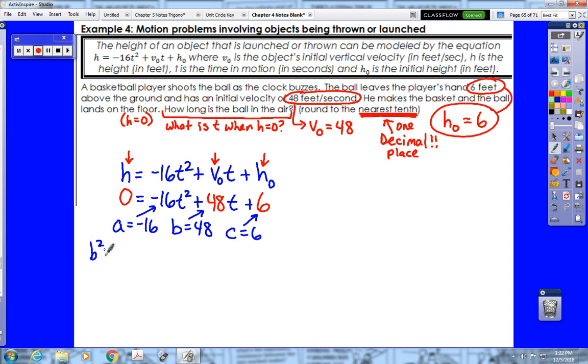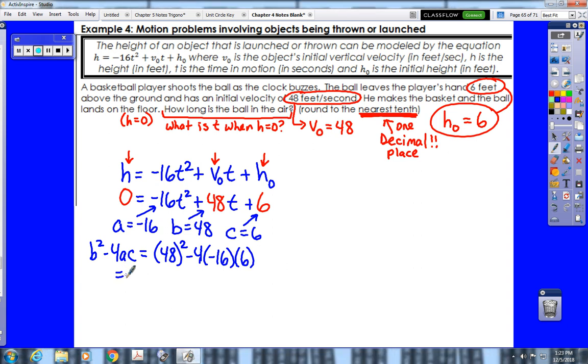We're going to find the discriminant. B squared minus 4AC would be 48 squared minus 4 times negative 16 times 6. Now that's a pretty big number. 48 squared is 2,304, and negative 4 times negative 16 times 6 is 384. When we add those together, we get 2,688. Now a quick check. We're going to find out that 2,688 does not have a perfect square root.